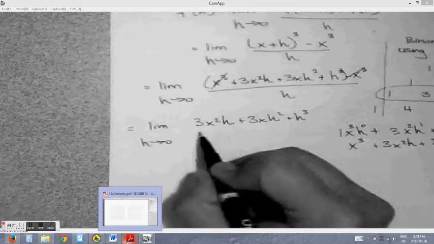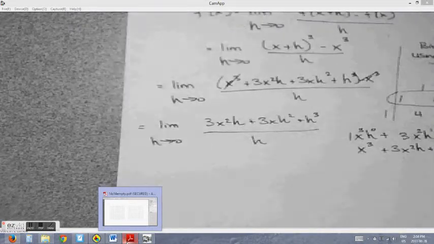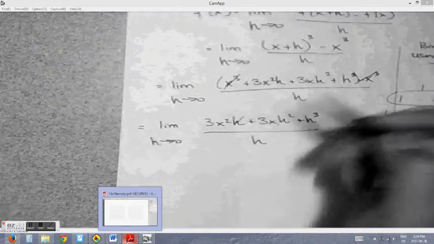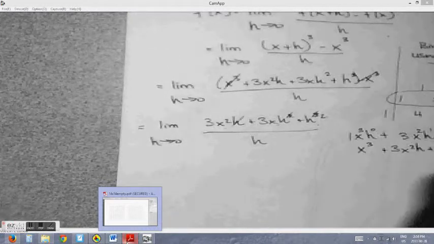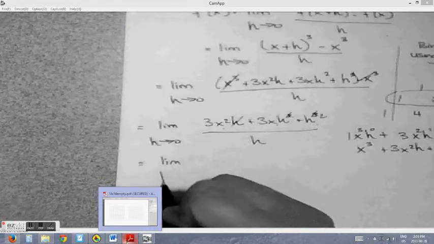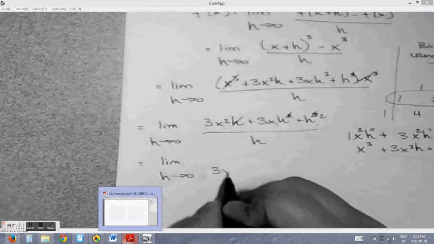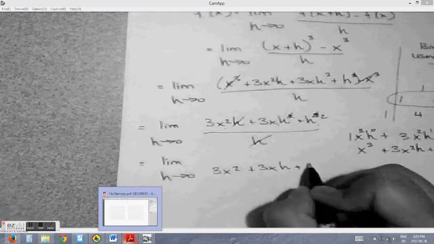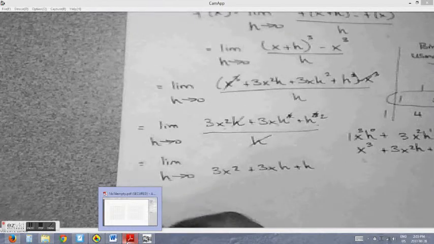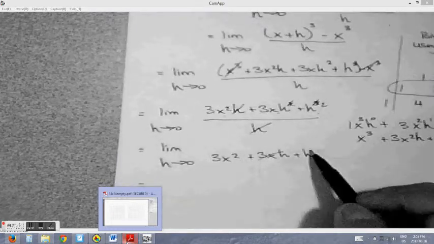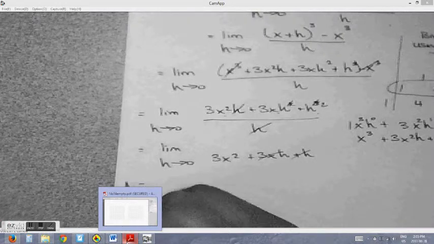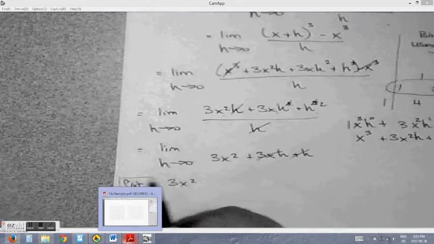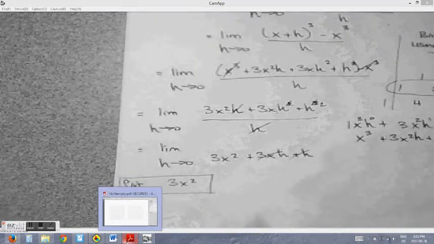All over h. Remember, my goal here is to eliminate the h in the denominator. Each term has an h, so I can just cancel it out. If that's confusing, factor out the h first before you cancel it. Each term has to have an h in it before you can cancel the h in the denominator. So I'm just going to rewrite what we have left. Every term that still has an h in it will go to zero because we are going to substitute 0 into it. That leaves me with f prime at x is equal to 3x squared.